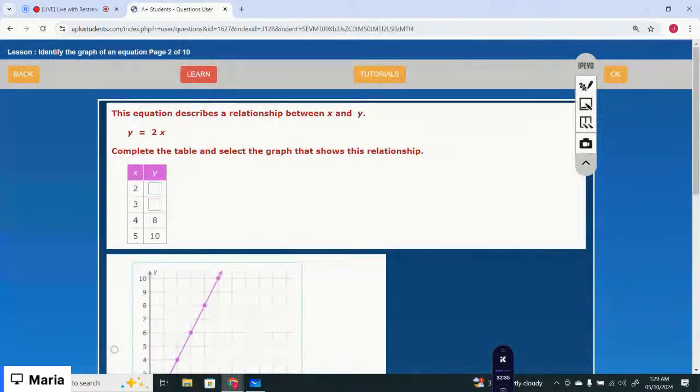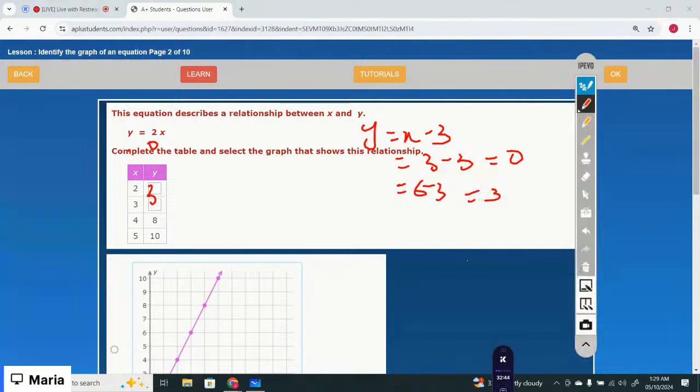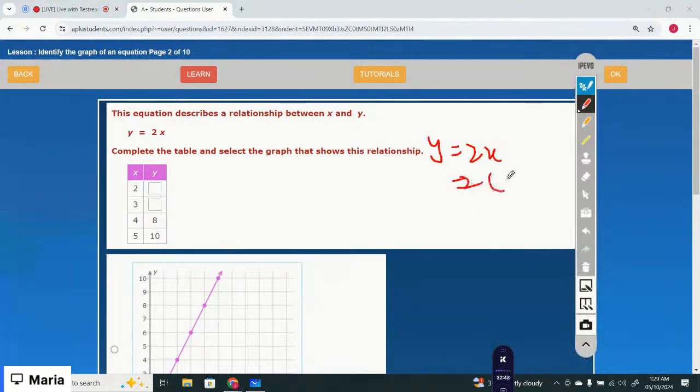This equation describes the relationship between x and y. Complete the table and select the graph that shows the relationship. First thing you need to complete the table. That is y equals 2x. So you have to do 2 times 2, right? When x equals 2, that is 4, right? Again, you have y equals 2x. When x is 3, that is 2 times 3, and 2 times 3 is 6. So the missing values are 4 and 6, right? Now you have to see.